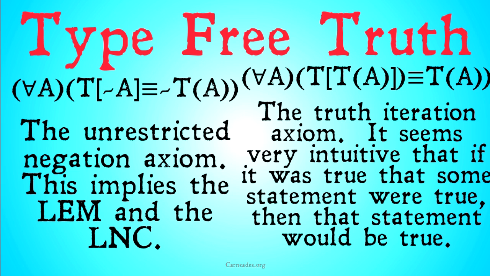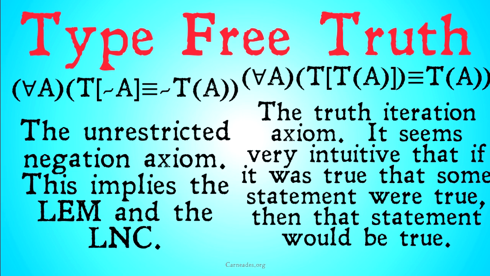The truth iteration axiom. Now, this is not an axiom we had before, but it's going to be important because it's a central axiom to a type-free conception of truth. Note that this has truth predicating over truth. Basically, we're saying it's true that snow is white is materially equivalent to it's true that it's true that snow is white. This seems very, very intuitive to us because it seems that if we just iterate truth, we can say it's true that X is the same thing as saying it's true that it's true that X.